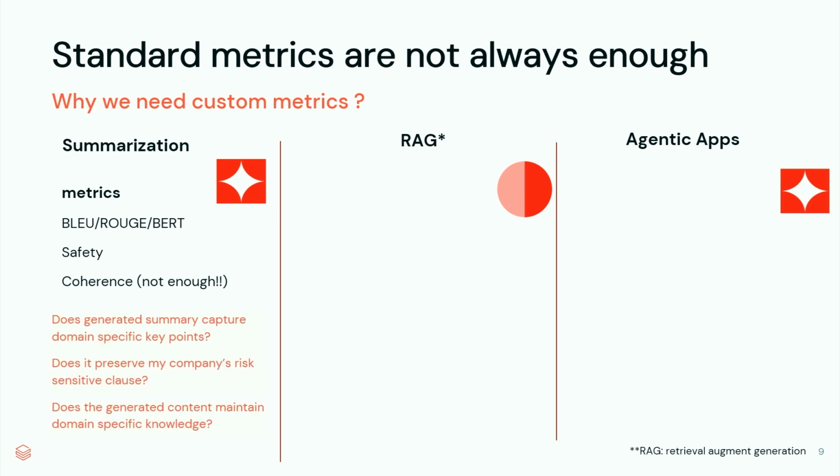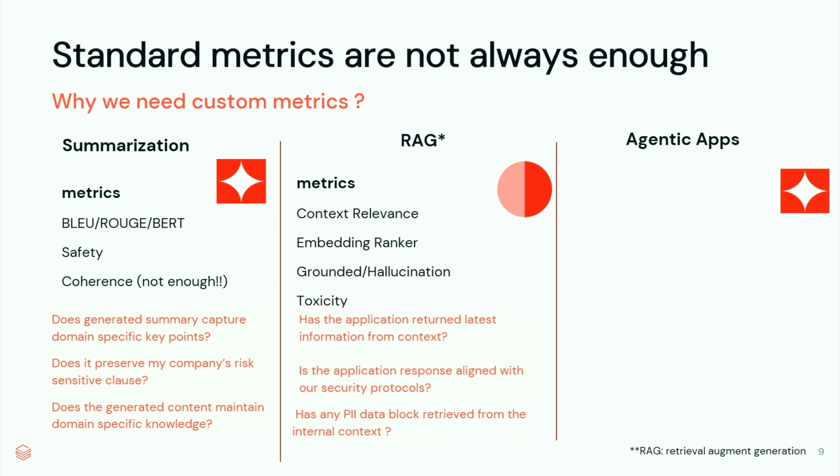What if I want to understand more? I want to understand if this summary has captured my company's risk policy or not. Has it captured the relevant information which is relevant for my company? Can I assess this if I go with the normal standard metrics? No. For RAG, if I want to ensure that all of the retrieved contexts are always the latest and there are no duplicate contexts returned, can I do that with current standard metrics?